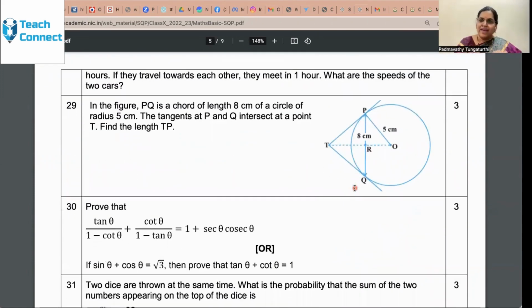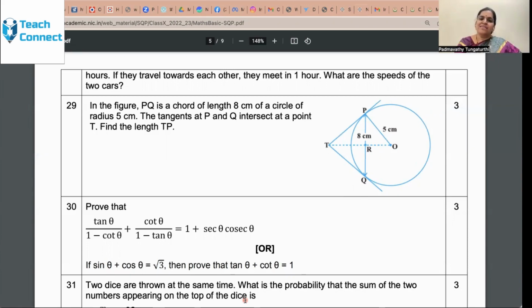Now in this figure, again, remember that this is an isosceles triangle, the same one which we have done in the earlier question. PQ is a chord of length 8 centimeters. That means it is completing the isosceles triangle by drawing 4 centimeters and 4 centimeters, where R is bisecting PQ. See, these are all small things which will make the child more confident about the question. Find the length TP. We need not tell the children to use this formula or Pythagoras theorem. They will automatically come to understand. Let them do it by any method.